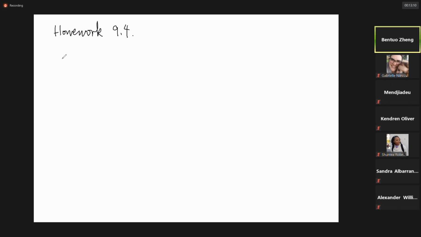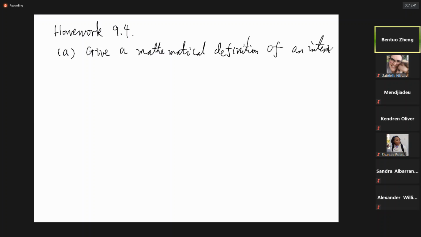So we want to give a mathematical definition of an interval. Of course, interval means the interval in R.